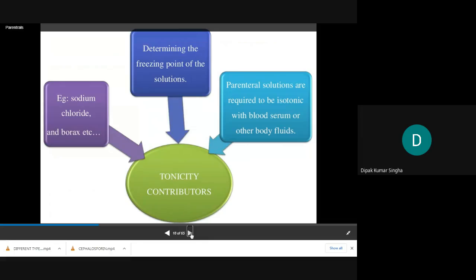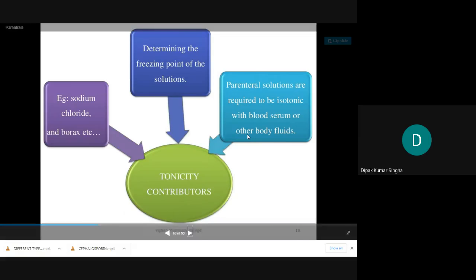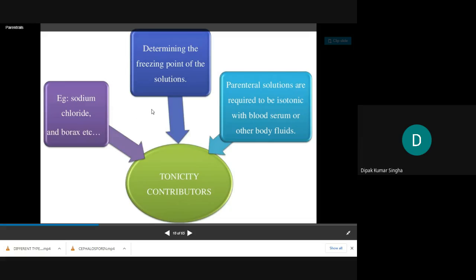Another is the tonicity contributor. Last class I discussed sodium chloride or borax, which are used, along with determination of the freezing point of the solution, and parenteral solutions are required to be isotonic with the blood plasma, blood serum or other body fluids. Not only blood plasma, but when you administer to other sites, like the CSF, cerebrospinal fluid, you consider the tonicity there. Sodium chloride and borax are usually tonicity contributors, and depending on where it will be applied, you can determine the tonicity by the freezing point depression method, which I think you know.